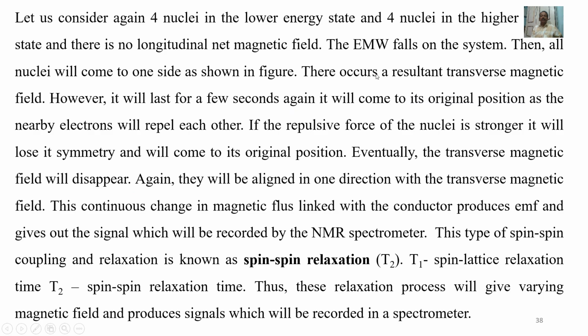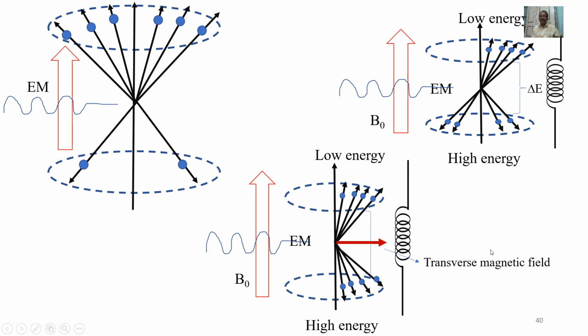There occurs a resultant transverse magnetic field. The resultant transverse magnetic field will appear. Earlier we had the resultant longitudinal magnetic field. Now we have the resultant transverse magnetic field.